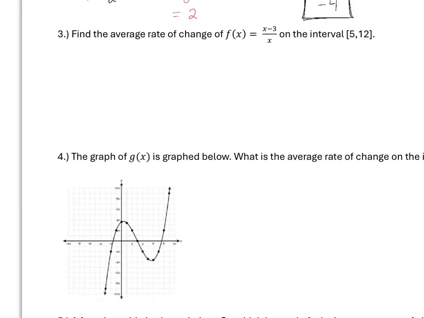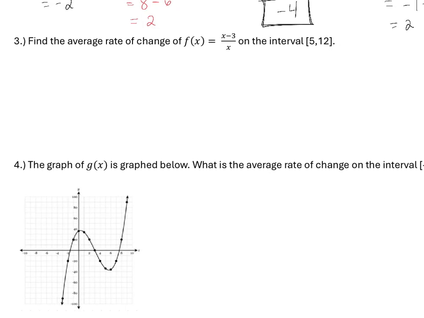Okay. You will see fractions, and as we know, I expect you to be able to work with the fractions if you see them, so use your fraction rules. So this one says find the average rate of change on f of x equals x minus 3 over x on the interval 5, 12. So this is x1, this is x2, and then we'll find y1 by plugging in 5 to the given equation. So 5 minus 3 over 5, which is 2/5. So y1 equals 2/5.